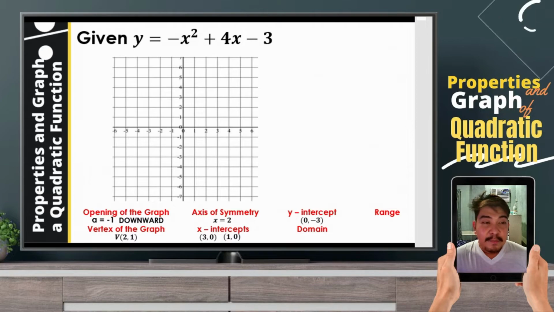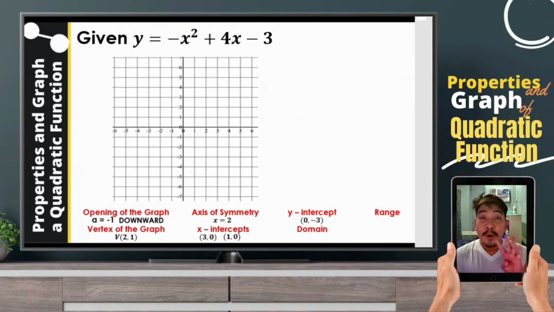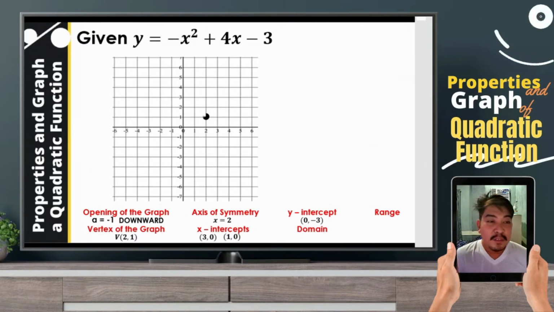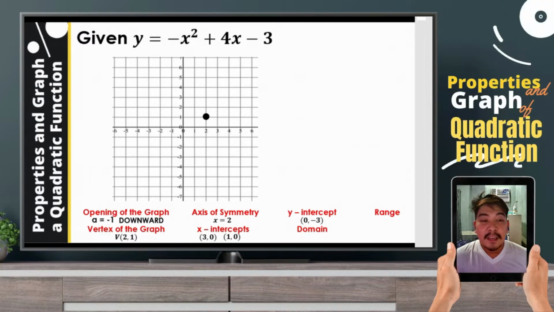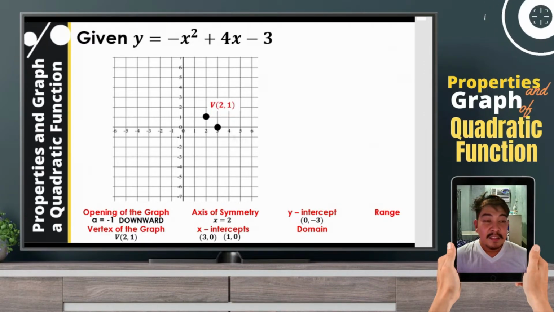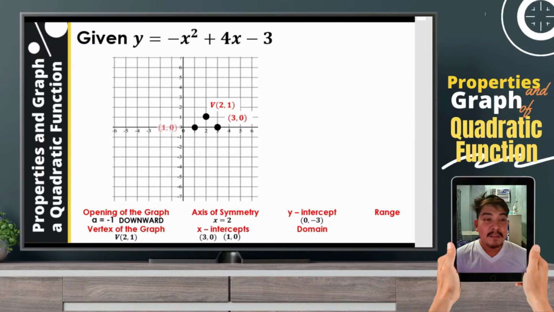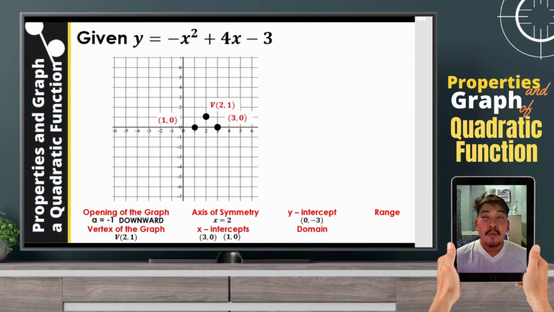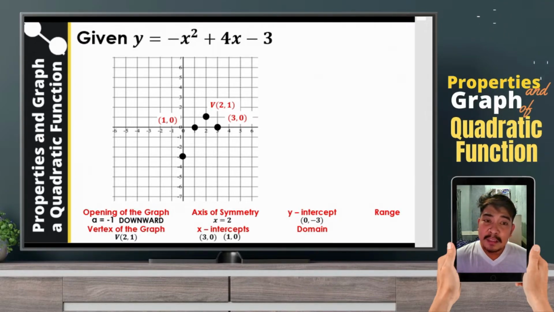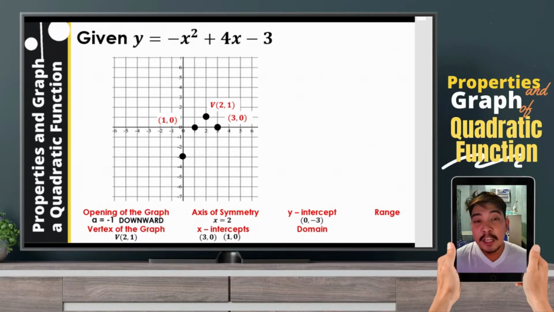So let us now graph. If you can see, we now have 4 points. The vertex, the two x-intercepts, and the y-intercept. So first, let us plot the vertex 2, 1, and then the x-intercepts 3, 0, and 1, 0. Then, the y-intercept, which is 0, negative 3. So, we only have 4 points. We still need to find another point.